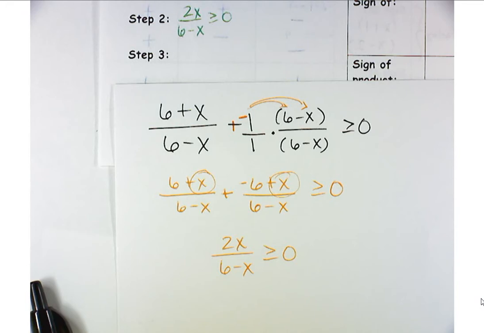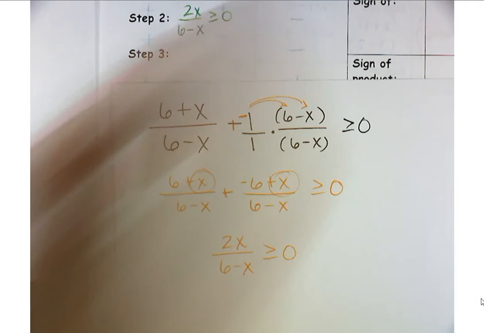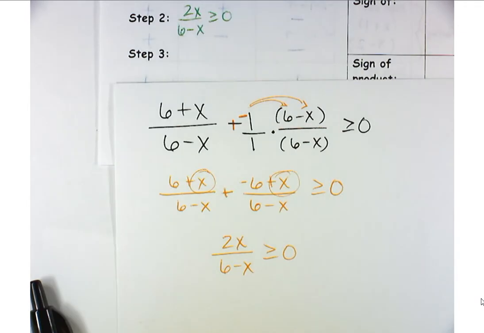Okay, so I'm just going to write the 2x over the 6 minus x there. How did you guys do with that? That 1.4 is getting solid? And maybe some of us need a little more practice. Questions for me before I move on to the next one?